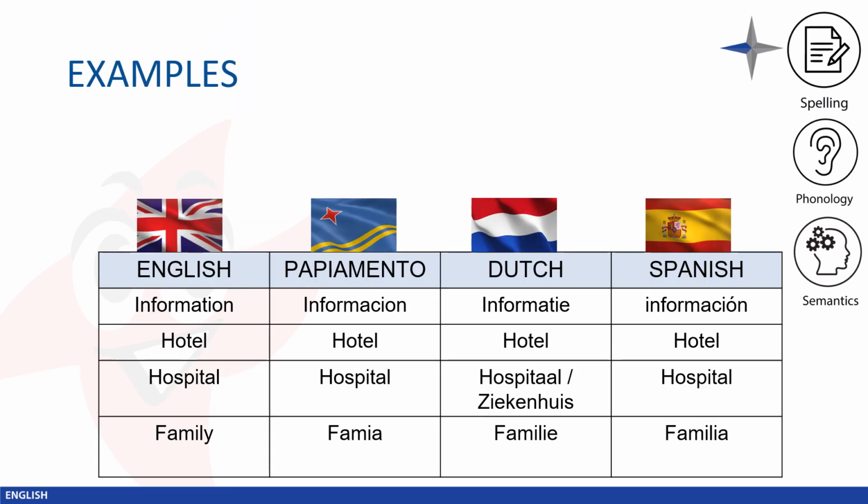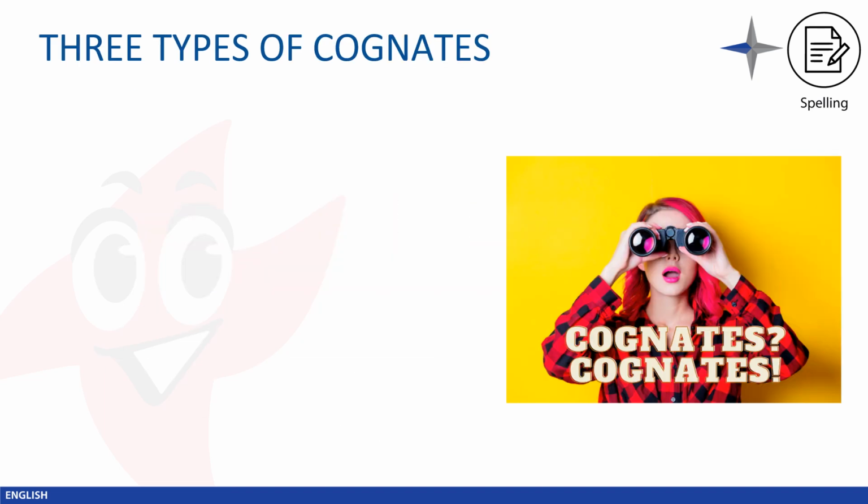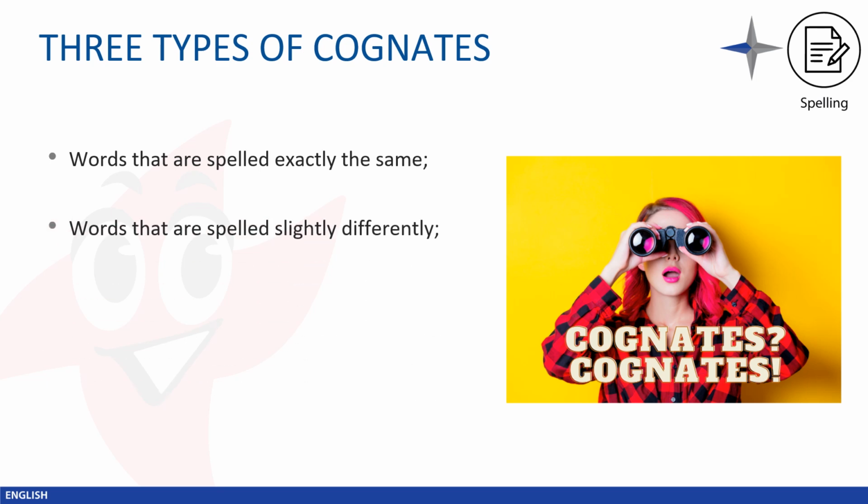Here we'll find some more examples of cognates. So in the four languages, like information, información, informatie, and información. There are three types of cognates. The first one, words that are spelled exactly the same. Words that are spelled slightly differently, and words that are spelled differently but sound similar, right?